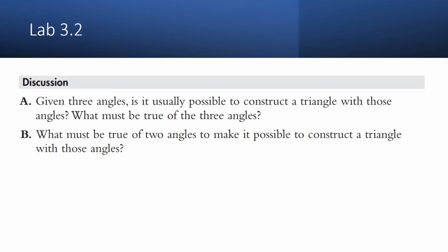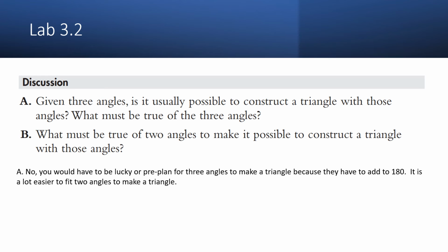But then once they realized you actually have to hit 180 exactly in order for that to work, we came up with the following statement: no, you'd have to be pretty lucky or pre-plan for those 3 angles to make a triangle because they all have to add to 180. It's much easier if you just have 2 random angles and try to make a triangle out of it than having 3 random angles.